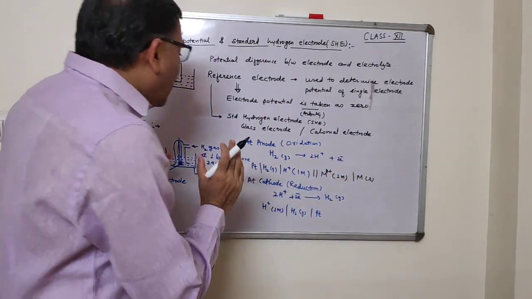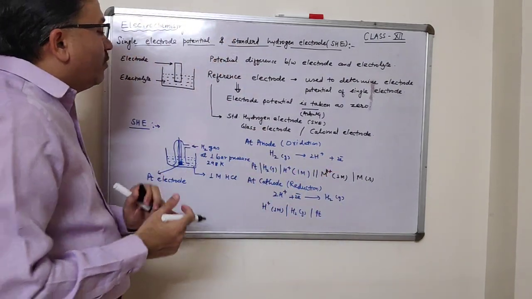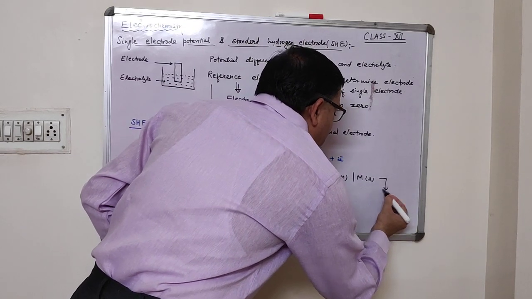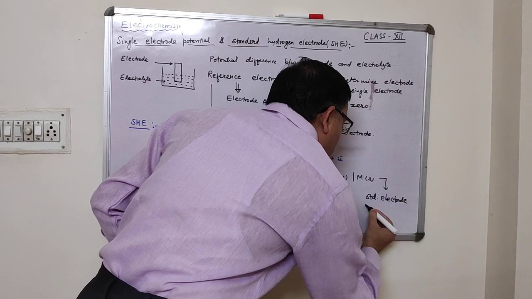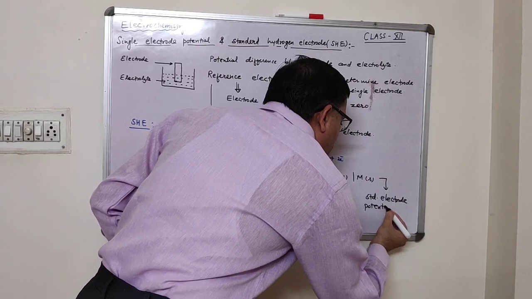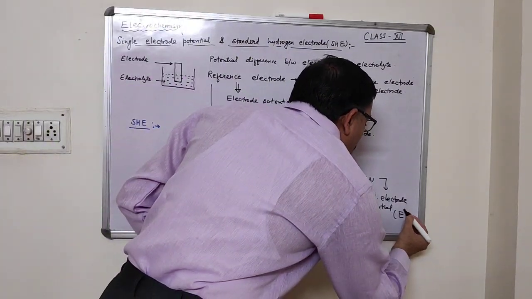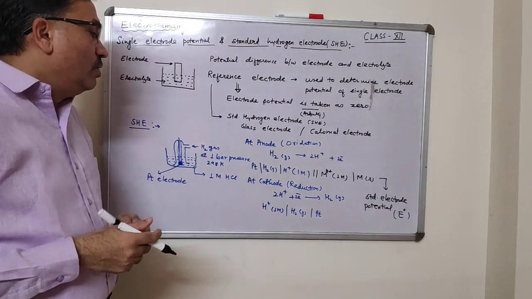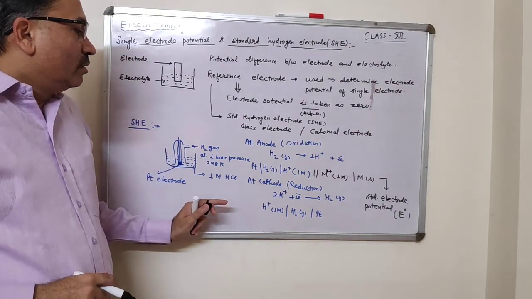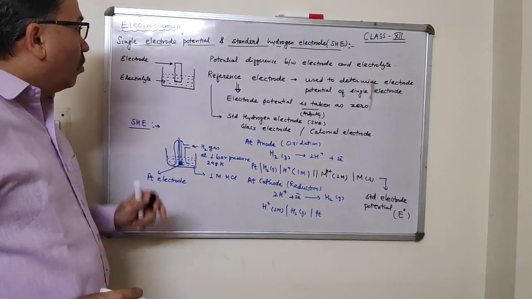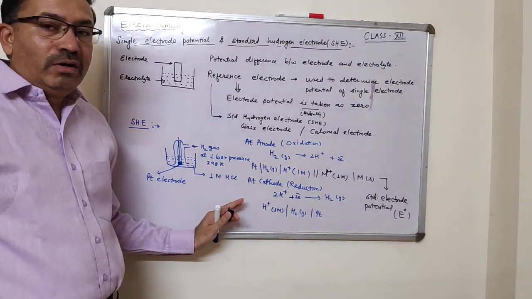Whatever electrode potential we are getting, as it will be a reduction site, the reduction potential we get is called the standard electrode potential. It will be called what? Standard electrode potential, E naught. Not E naught cell, only E naught. And we can determine the standard electrode potential of any single electrode by using a reference electrode. Okay, clear?